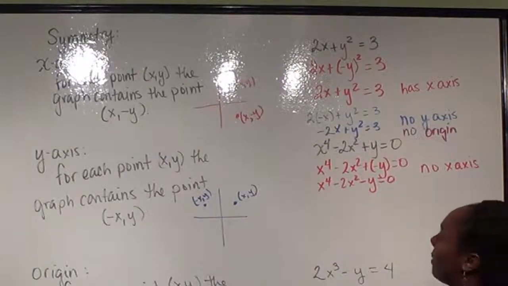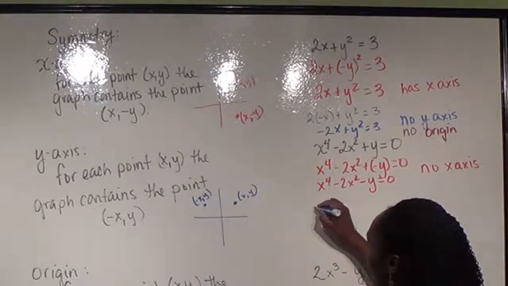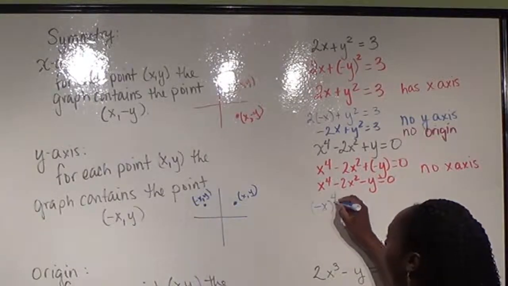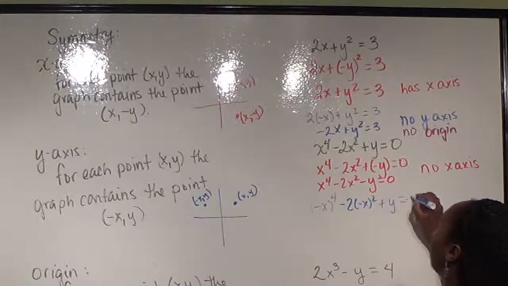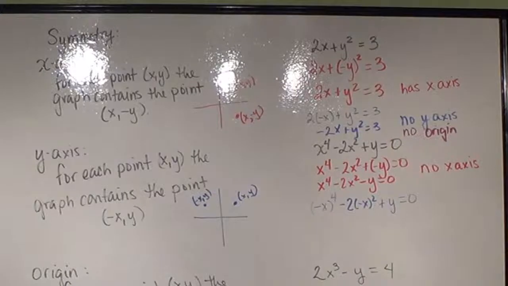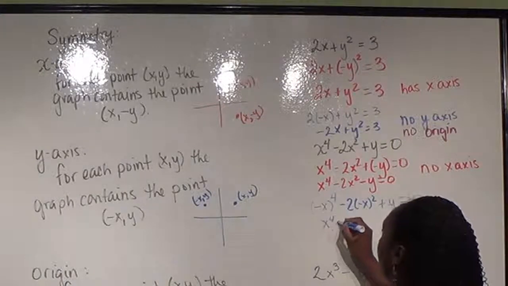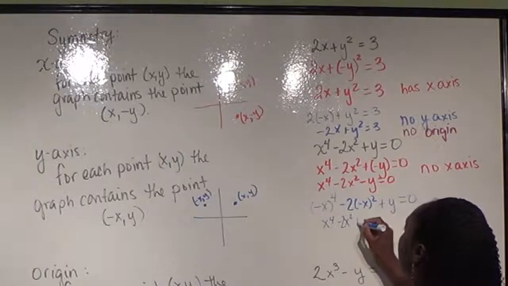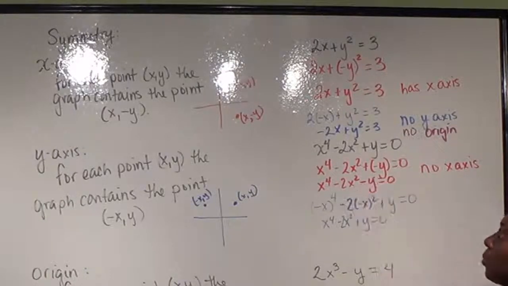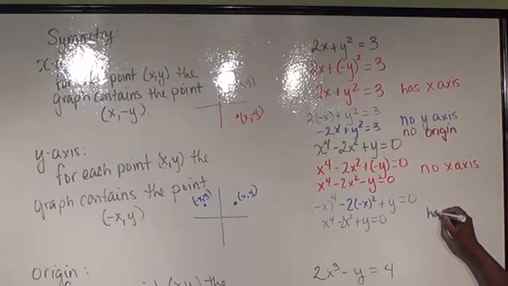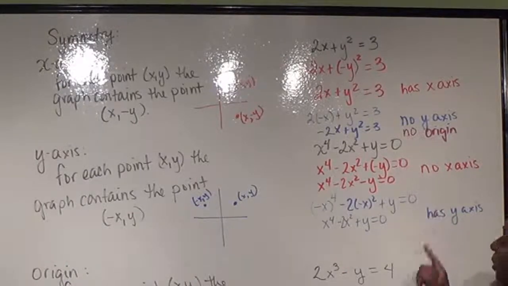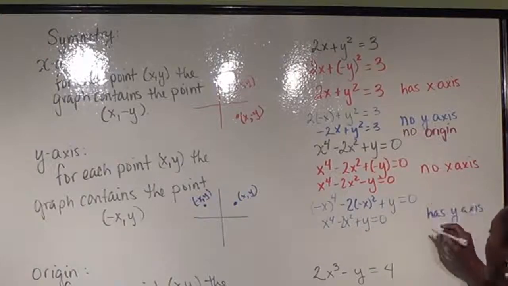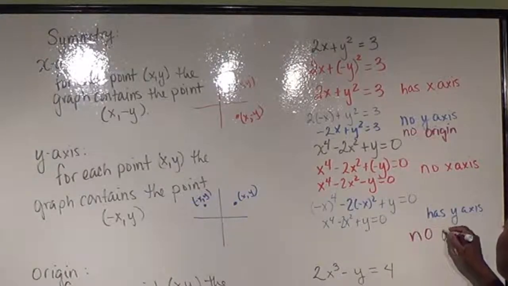If we try the y-axis, we can see plugging in a negative x for the x's, again, the even powers there make it nice. I get x to the fourth minus 2x squared plus y equals 0. And again, that's what I started with. So this one has y-axis symmetry. And nicely, again, I don't really have to test for origin because it only has, again, one of the two here. So it only has 1.